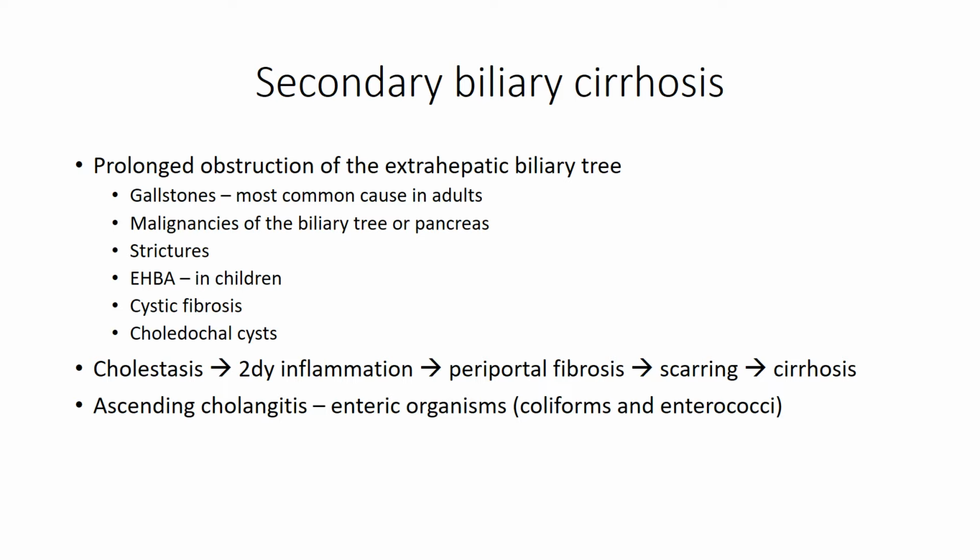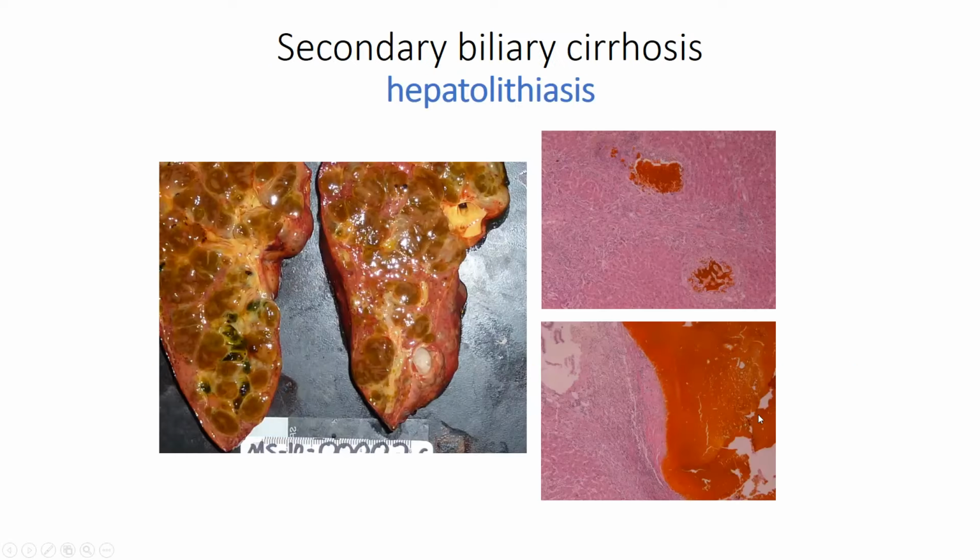Secondary biliary cirrhosis develops due to the prolonged obstruction of the extrahepatic biliary tree from gallstones, which is the most common, malignancies of the biliary tree or the pancreas, strictures. Secondary biliary cirrhosis occurs in patients with extrahepatic biliary atresia, cystic fibrosis, and choledochal cysts. There may also be a risk for the development of ascending cholangitis due to enteric coliforms and enterococci.